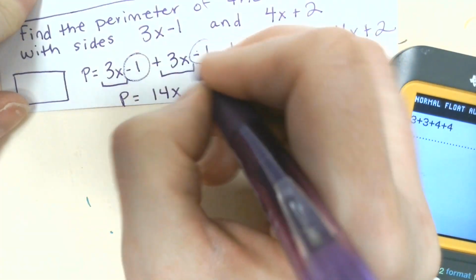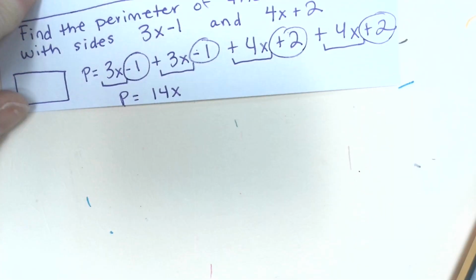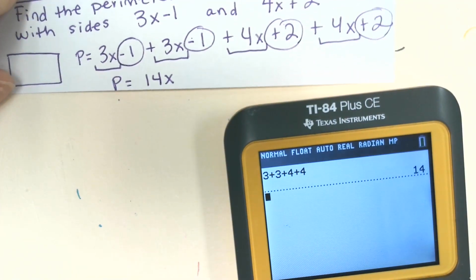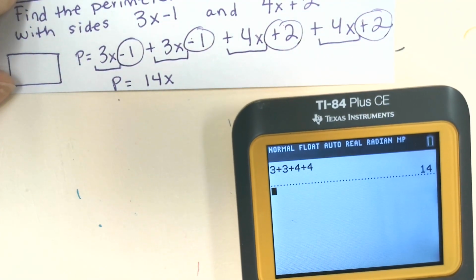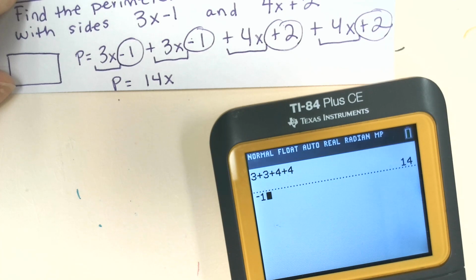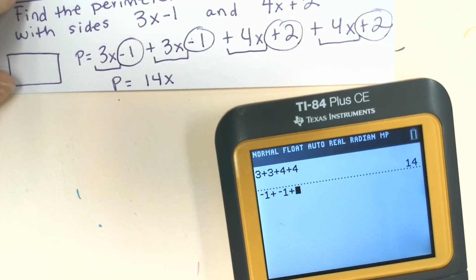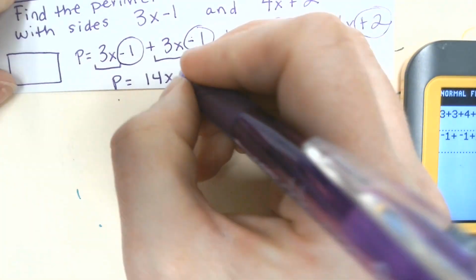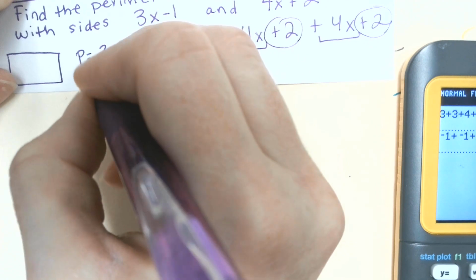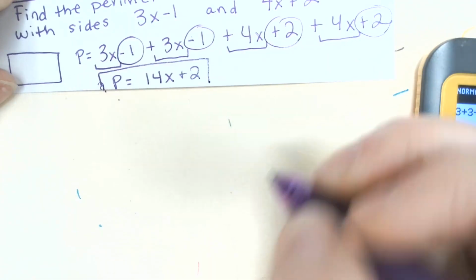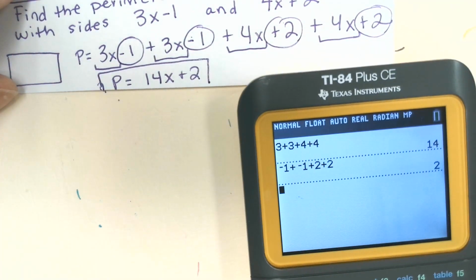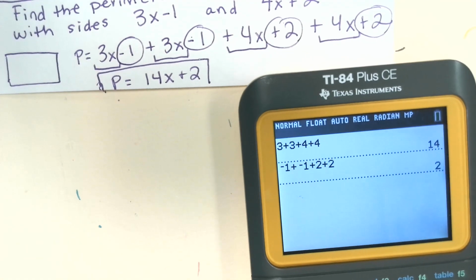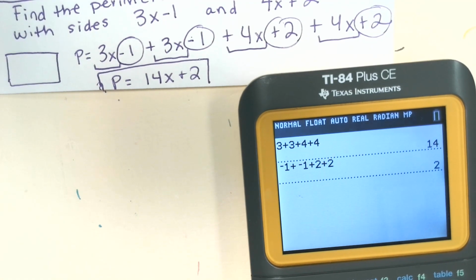And then you have your constants. So negative 1 plus negative 1 plus 2 plus 2 plus 2. There's nothing more to combine, so we're done. You will glue this in on the next page, and your assignment is on quizzes. You do need to show work on paper.